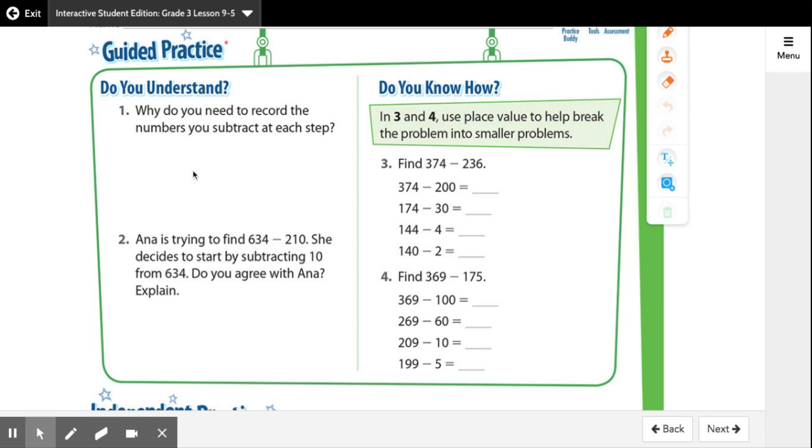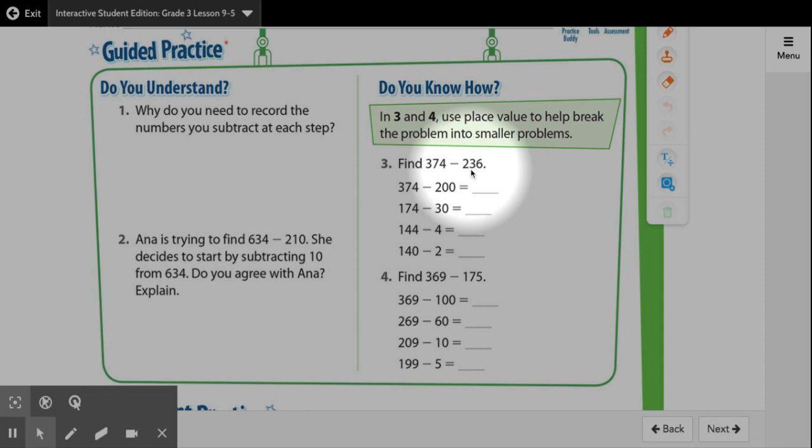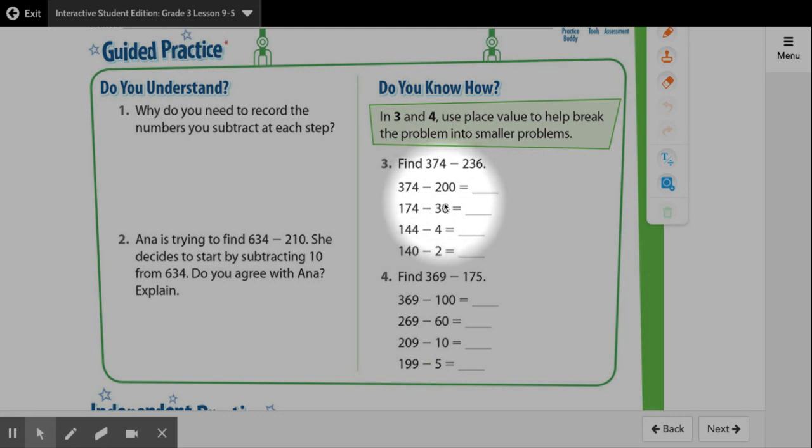Alright, so let's take a look at number 1. Why do you need to record the numbers you subtract at each step? So let's use this as an example right here, okay? So we're subtracting 236. You need to record the numbers you subtracted here because all these numbers here should add up to 236. Okay, so I'm going to type that up.